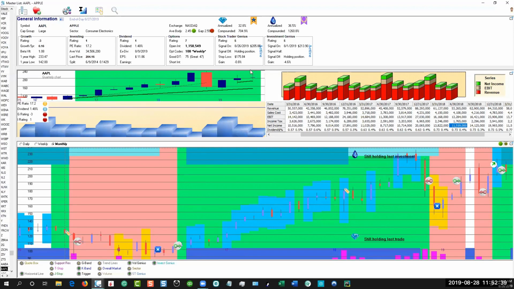So something that is rated a 5, 6, or 7 in the STG, as we call it for short, Stock Trader Genius, has a better chance of making you money, definitely, than the things that are rated 4, 3, 2, and 1.